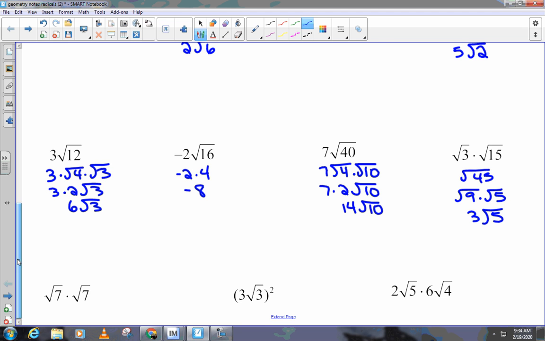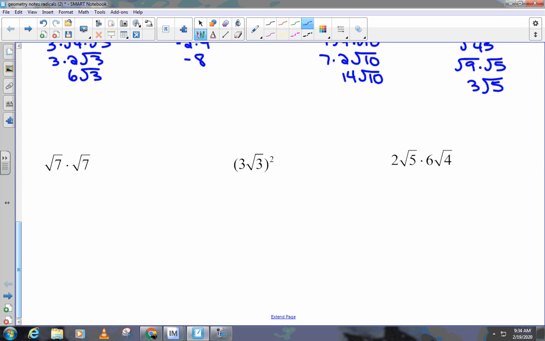Okay, what about this guy? Radical 7 times radical 7. What do you think that's going to be? Radical 49, because you multiply, okay? But radical 49 is 7, isn't it? So what conjecture could you make when you multiply two radicals that are the same together? Basically the radicals cancel each other out, right? Okay, that's always going to happen. If I did radical 3 times radical 3, that's going to be 3. Okay, because this is always going to end up being a perfect square, and you're going to take the square root of it and get that number.